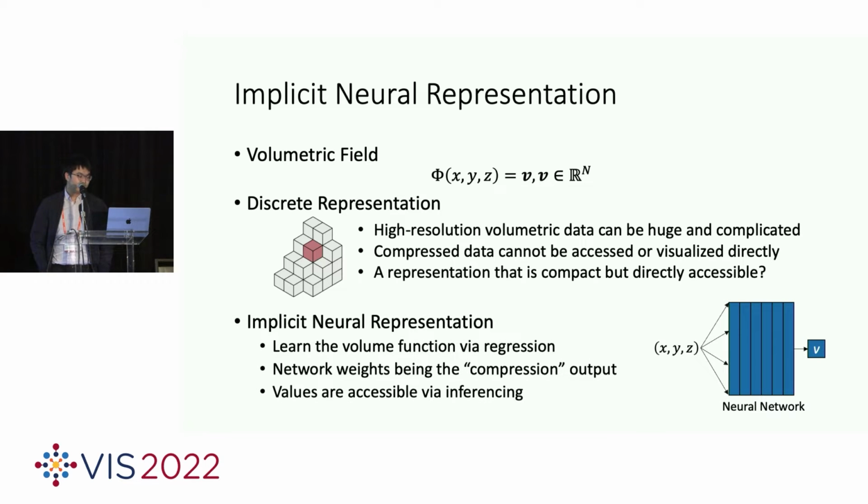And recently developed implicit neural representation gives something like this. The idea is to use a neural network to approximate the mapping from spatial coordinate to data values. And the data is being learned by the network weights via regression. The trained network weights can then be considered as the compression output. So it is very compact because we're just storing orders of magnitude fewer numbers. And we can also directly access those values by inferencing the network. So all the requirements we ask for are fulfilled.